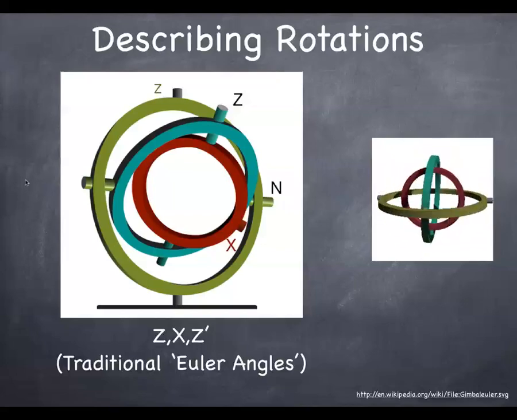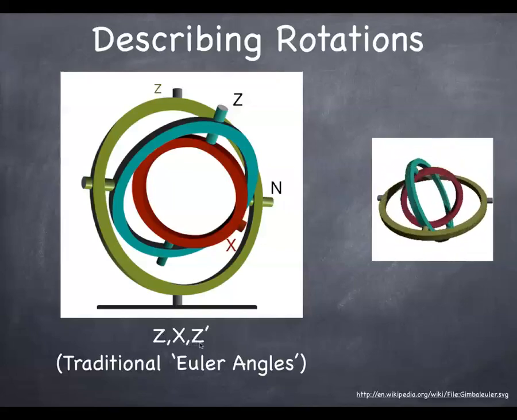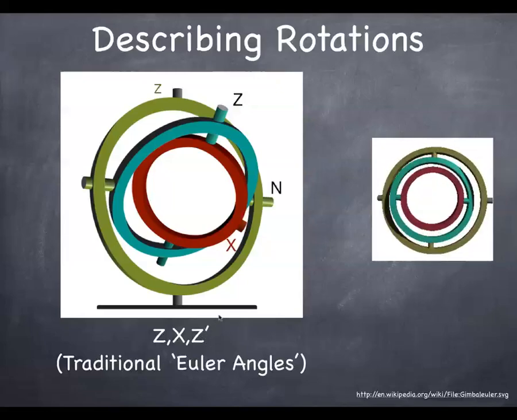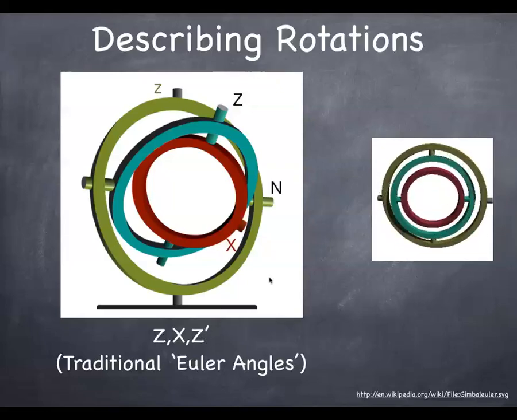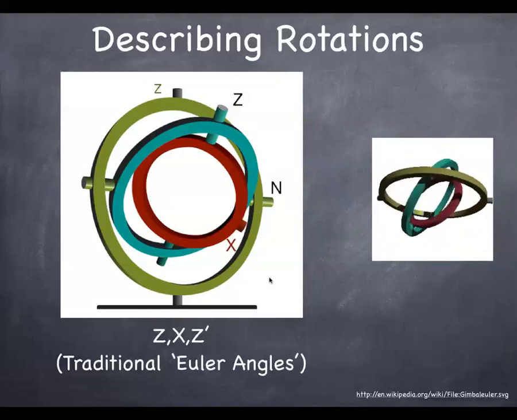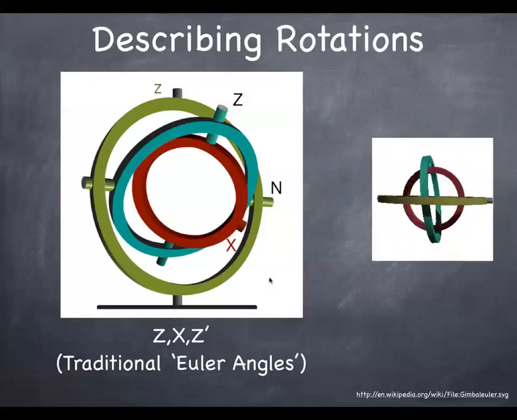Now what we're looking at here is the z(z) prime convention for Euler angles. What that means is we rotate around the z-axis, then we rotate around the x-axis, then we rotate around the new z-axis.